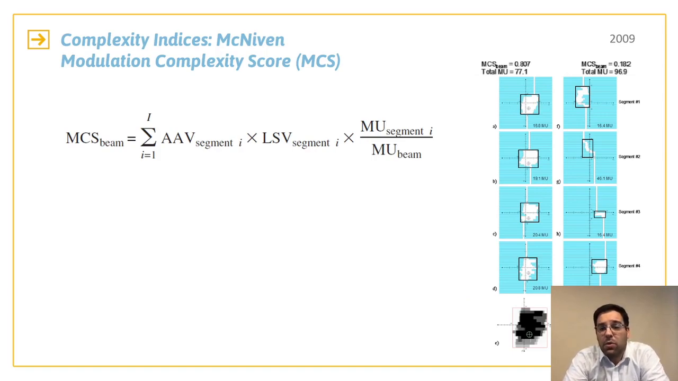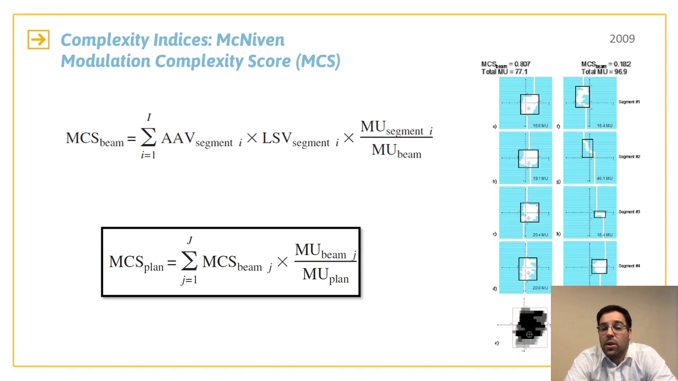Then, to obtain the beam modulation complexity score, we have to sum each segment weighted by the quotient between the segment monitor units and total monitor units in the beam. On the right part of the screen, we can see the 4 segments of 2 different beams. In this case, the left one has a score of 0.8 and the right one has a score of almost 0.2. This is because all segment parts of the left side beam are in different parts of the beam, and the AAV has a large impact. Finally, we can calculate the modulation complexity score of the plan as the weighted sum of the beams.